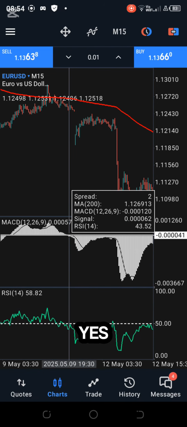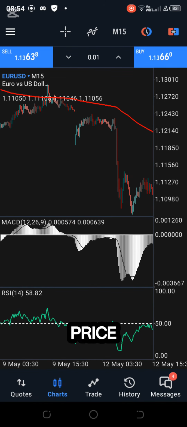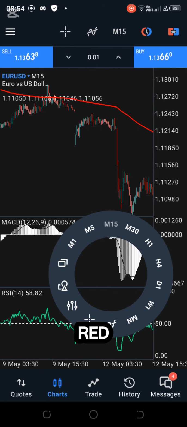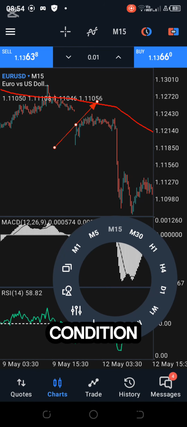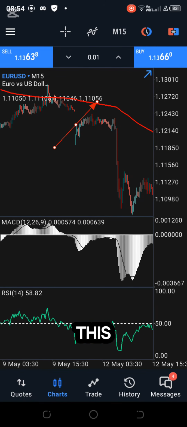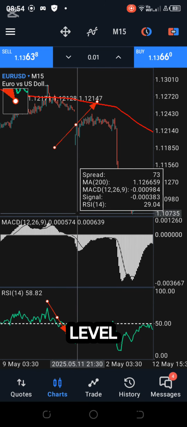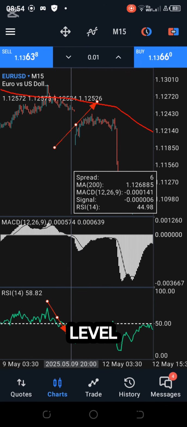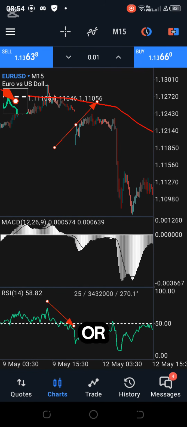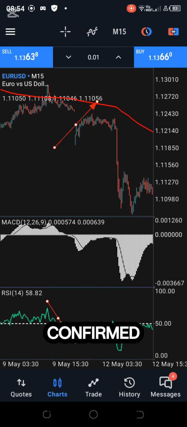Yes. One, price is trading below the red line, which is our moving average, the 200 exponential moving average. That's the first condition. Then the second condition, to confirm this bearish trend, we check the RSI. The RSI at this particular level is also trading below the 50 level, which indicates a bearish trend or a downtrend. So we have confirmed our trade.